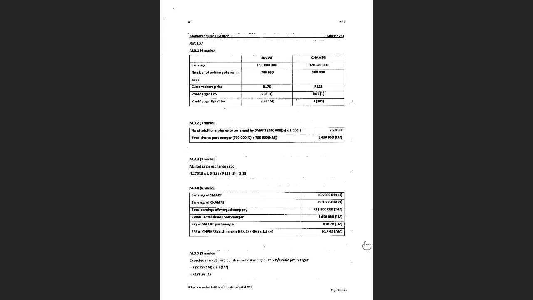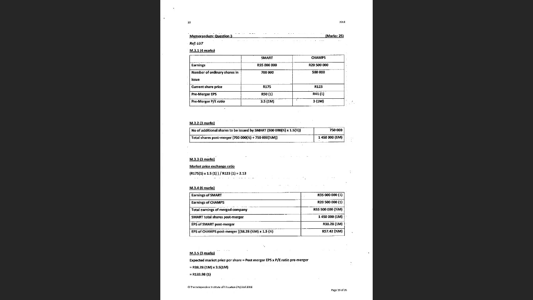So it will be the 500,000 multiplied by 1.5. So that is then, we have to issue 750 shares of Smart in order to purchase 500,000 shares of Champs. So post-merger, we'll just add the 2 together. The 700 we've already got, plus the 750 that we've now issued, and this is now the total post-merger.